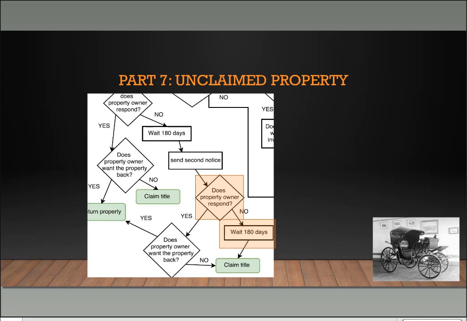And then, if he doesn't respond after 180 days, we now are able to claim the title to this carriage, and we can either accession it or not into the collection. Okay, so this is the situation for unclaimed property where we know everything there is to know about John Doe as far as his address and his name and where he lives and all that good stuff, and he has received the mail we sent certified, signature required.